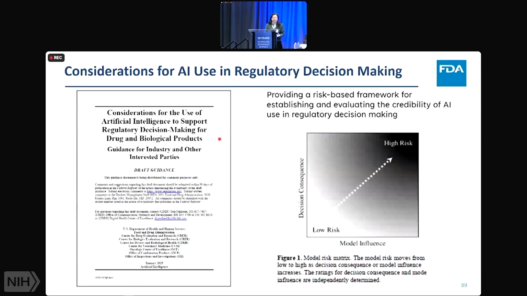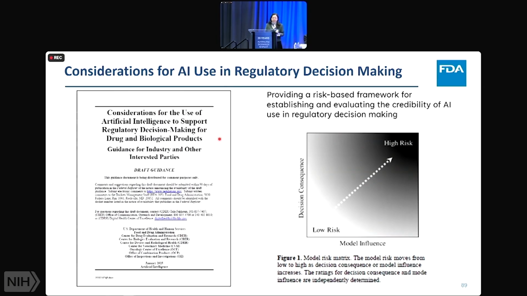In January last year, FDA published draft guidance on the considerations for the use of AI for regulatory decision-making in drug or biological product development. This draft guidance provides a risk-based framework for establishing and evaluating the credibility of AI application in regulatory decision-making. And we introduced this concept called model risk.